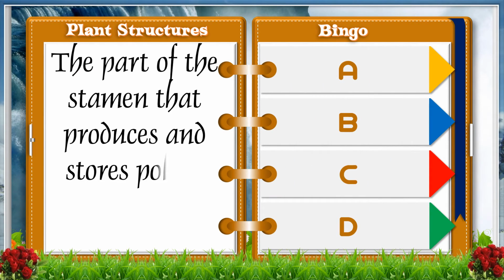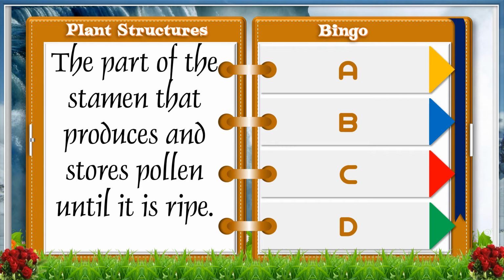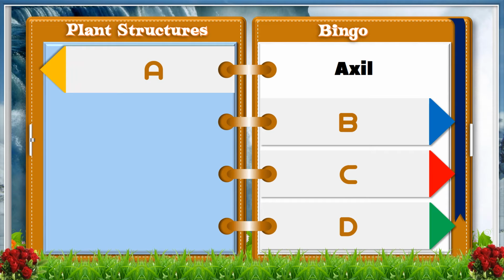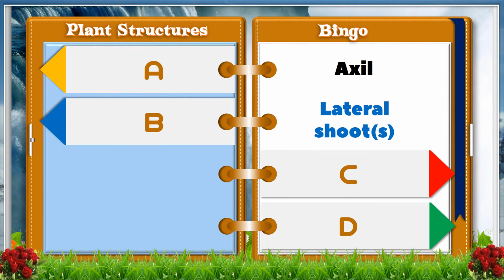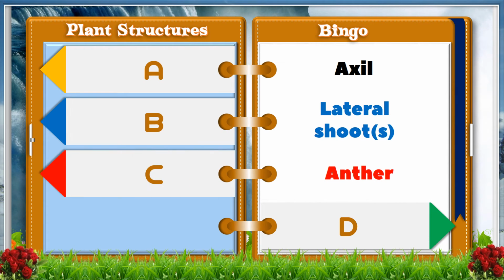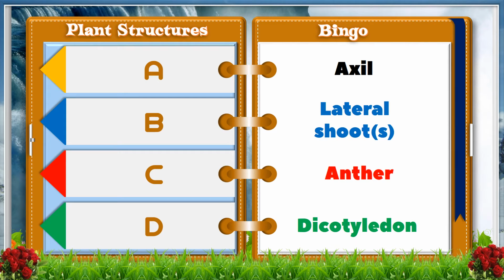The part of the stamen that produces and stores pollen until it is ripe. A, axil. B, lateral shoots. C, anther. D, dicotyledon. And the answer is C, anther.